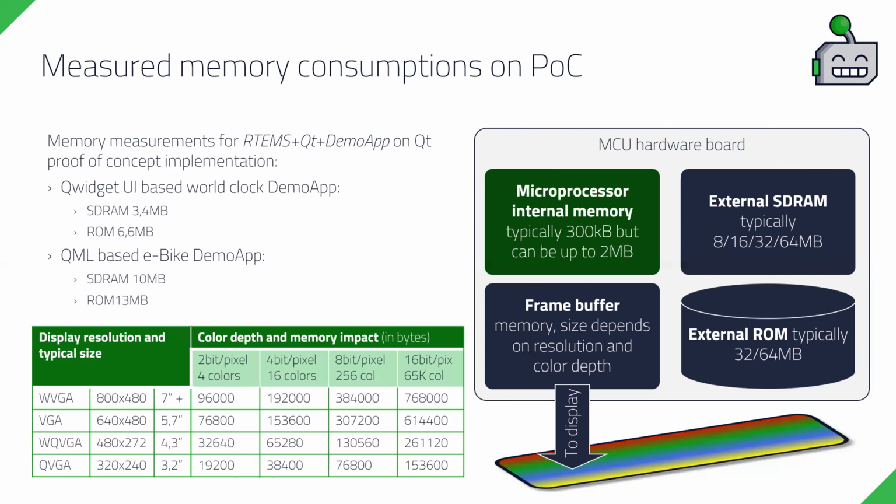Currently, when we are building the QWidget UI-based demo applications, we are running on SDRAM of 3.4 megabytes. So we do need the external SDRAM, and ROM up to 6.6 megabytes. And when we have been deploying and playing with the QML-based e-bike demo application or the wearable application, which you saw in the images on the previous slides, the SDRAM consumption is currently between 8 and 10 megabytes. And we know we can squeeze that by stripping features below 8 if required. And on the ROM side, we are currently spending 13 megabytes. So these are the current limits of the memory.